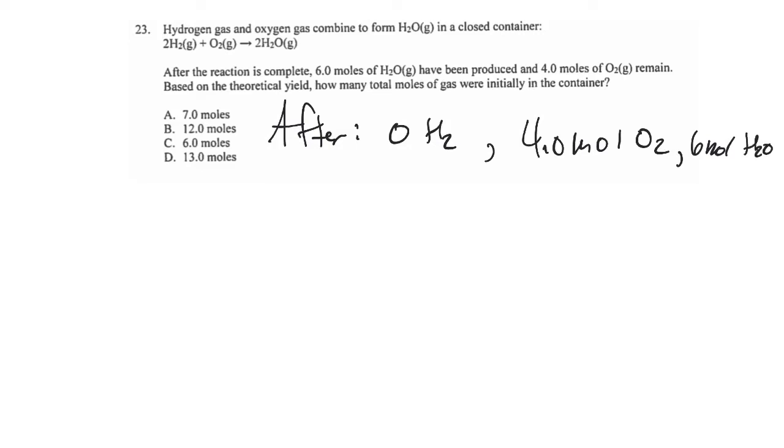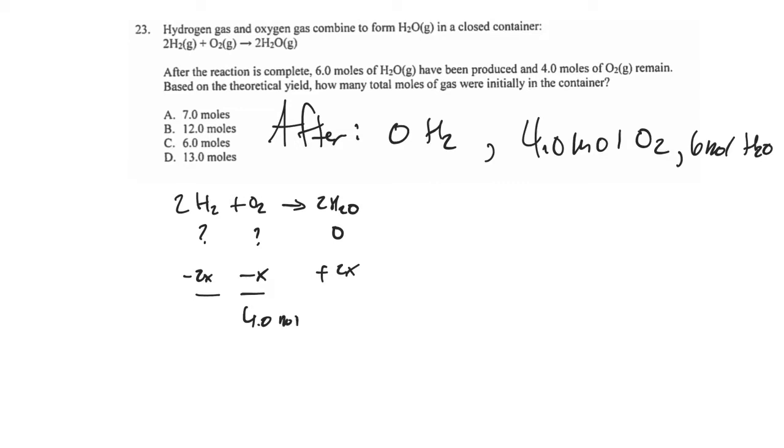Now, we could set up a BCA chart: 2 H2 plus O2 forming 2 H2O. If we initially have reactants present that we don't know how much of, we're losing x in minus 2x on H2 and O2, and gaining 2x in the case of water. We're left with 4 moles of O2, and we gain and form 6 moles of H2O. This allows me to solve for x, so x is equal to 3.0 moles.